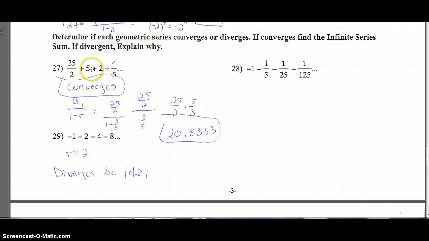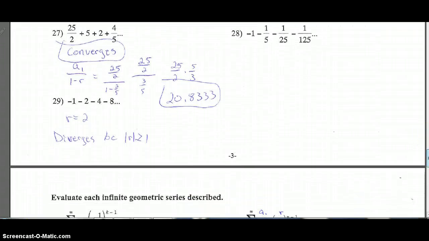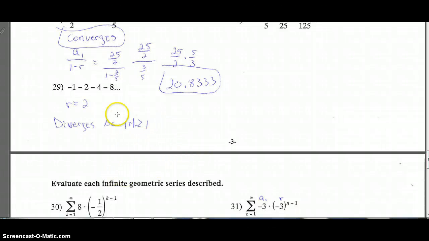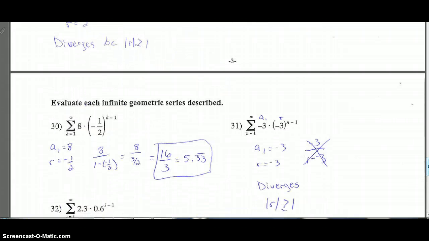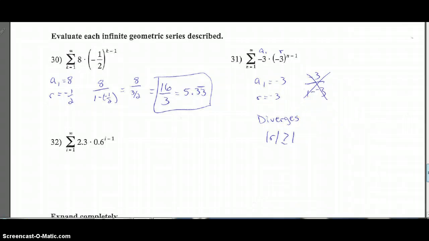27, it does converge, because the absolute value of r is less than 1. Use this easy equation and it converges to 20.8333. 29, this one, we can't find the sum because it diverges. The absolute value of r is 2, which is greater than or equal to 1, so it diverges. 31, a1 is negative 3, r is negative 3, which means it diverges. Can't do it.